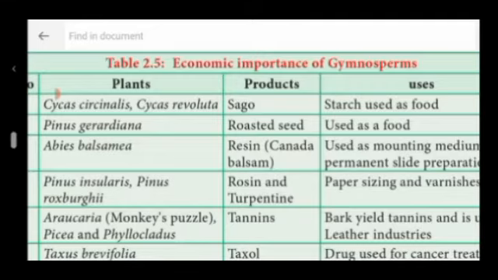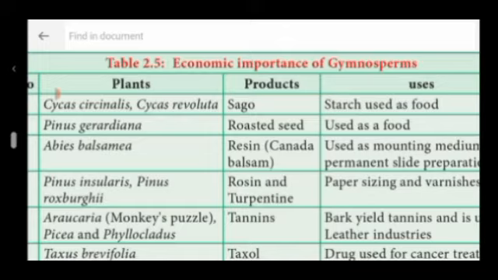It is used as a mounting medium. It is used to seal the permanent slide, to fix the cover slip onto the slide. Pinus insularis and Pinus roxburghii give products called rosin and turpentine, which are used in the manufacture of varnishes and paper sizing.